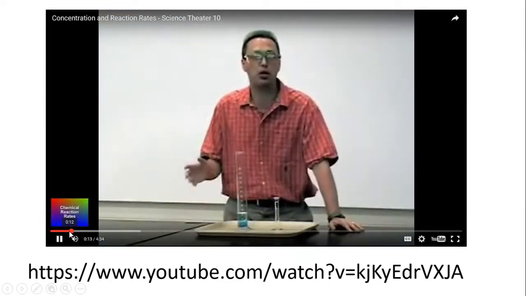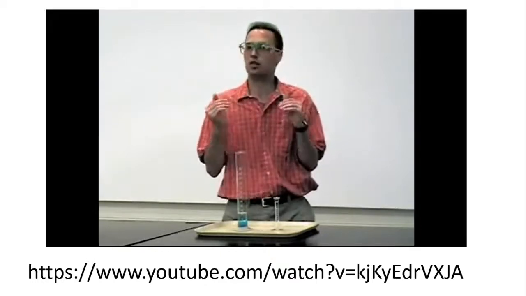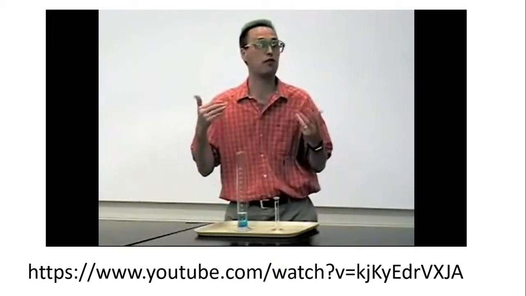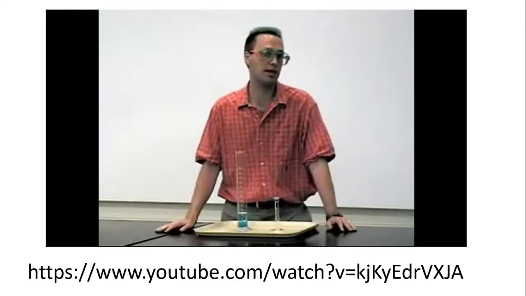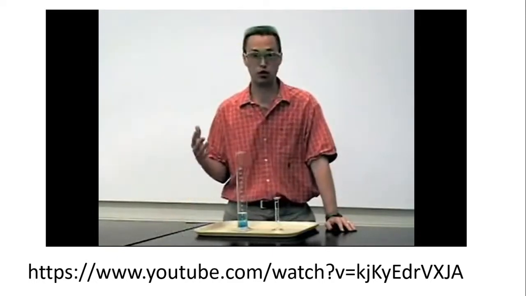Today we're going to talk about chemical reaction rates, which is how fast chemistry happens. How fast 2 molecules might bump into each other and become a new kind of molecule. And there's a lot of different things that can affect how fast chemistry happens. Today we're just going to focus on concentration. And to do that, we're going to use an old standby chemical demonstration called elephant toothpaste.